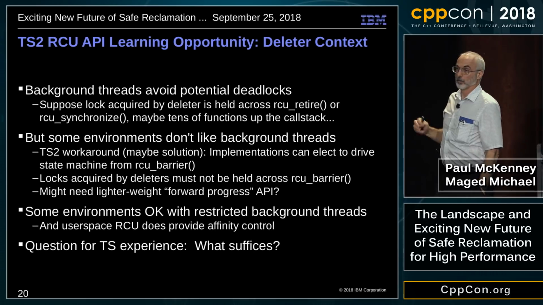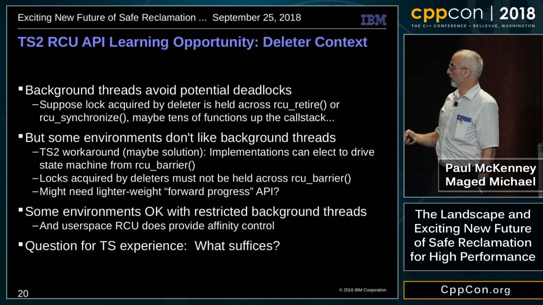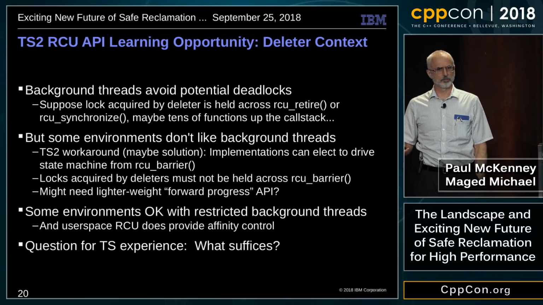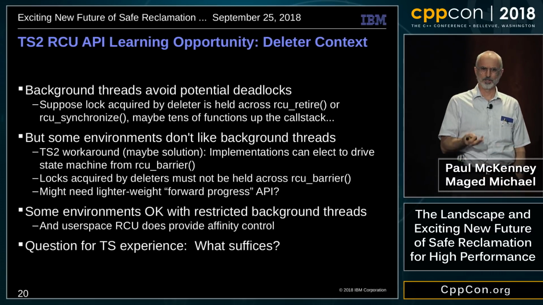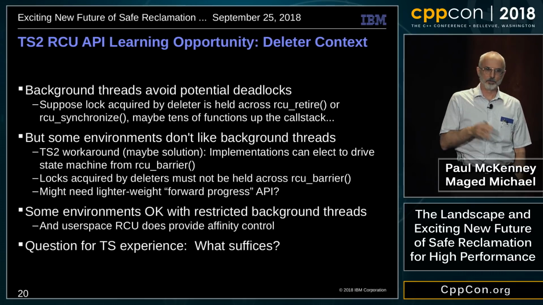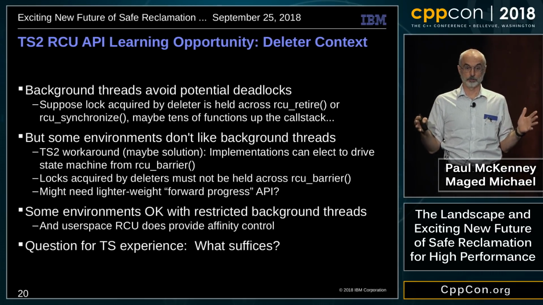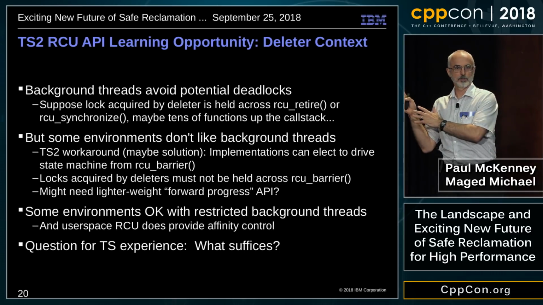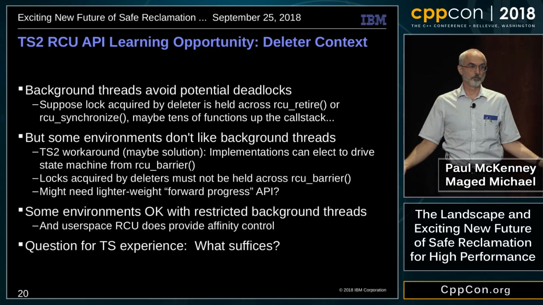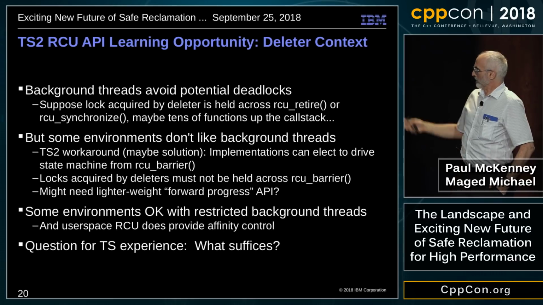However, if we say we're not going to have background threads, we have to run the deleters from somewhere. That somewhere might be RCU barrier, which wouldn't add any more restrictions, but RCU barrier is very rare. It's normally called only during shutdown events. So maybe you want to call it from retire. Well, at that point, suddenly, if you're holding a lock across a retire, which is a very common pattern in the Linux kernel, and you're acquiring that lock in the deleter, which is, again, a common pattern in the Linux kernel, you've got a deadlock problem. So we may need to worry about that.